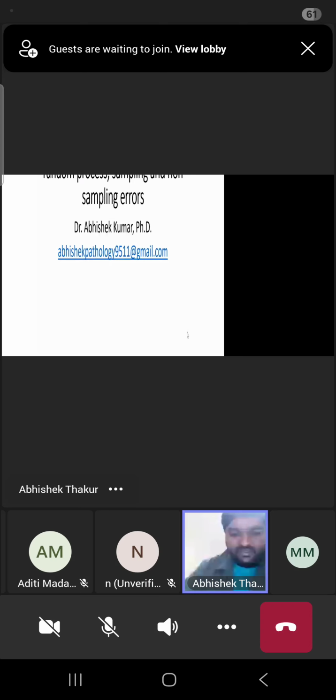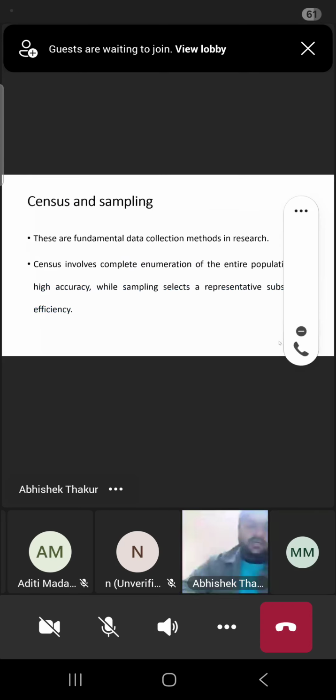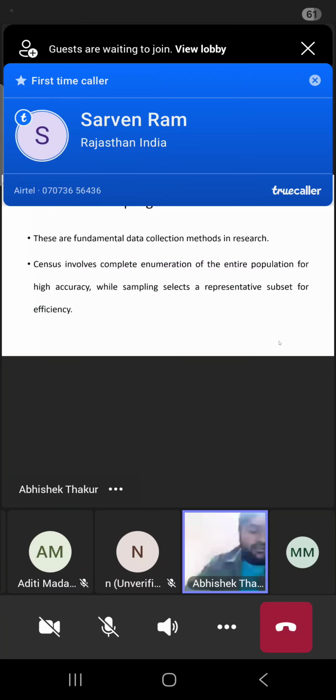Sampling. So first is what is census and sampling. If you are going to conduct research, there is a fundamental need for data collection.